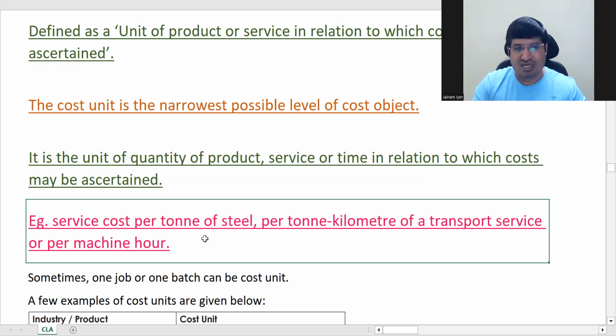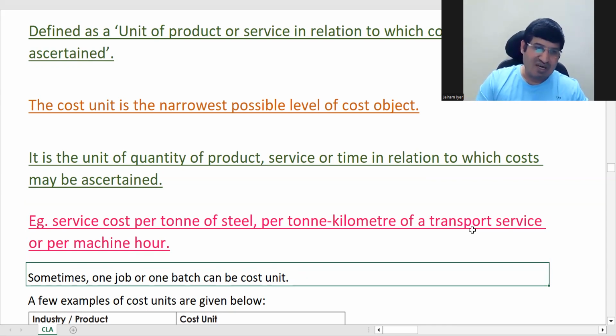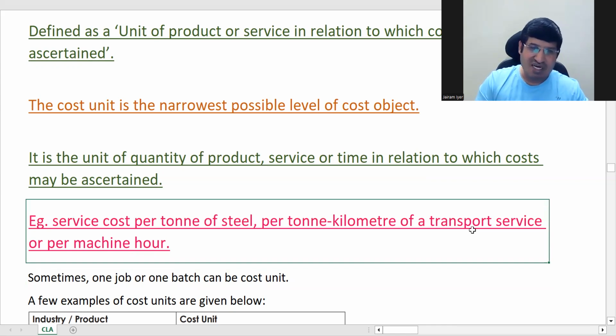So in service costing, what is the cost unit which is used? What are the different cost units which are used, and all that you will understand as we go ahead. Just understand that for different industries, they report cost in different ways.